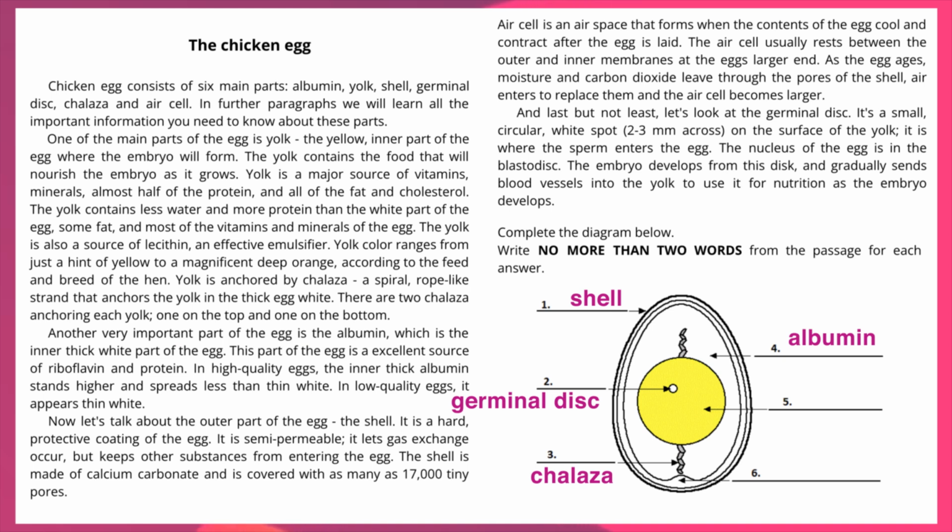The fifth one I had already explained, so let's go to the sixth one. The answer for the sixth one is air cell. On the other side of the passage, the first sentence says, air cell is an air space that forms when the contents of the egg cool and contract after the egg is laid. That is why this is the bottom part, which is presented in this paragraph, giving a very clear description. And the sixth answer is air cell. You can see how easily we have found all the answers of this diagram, and that too according to the number of words given. This was really easy, isn't it?